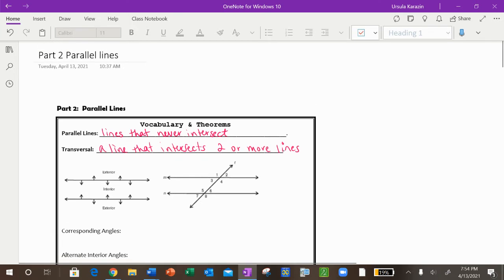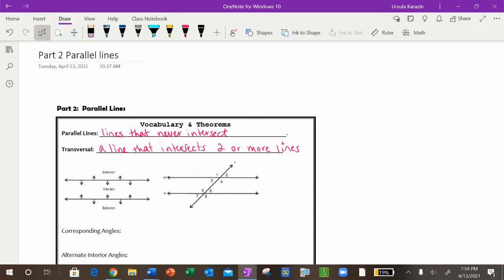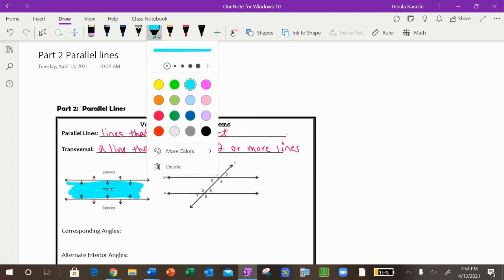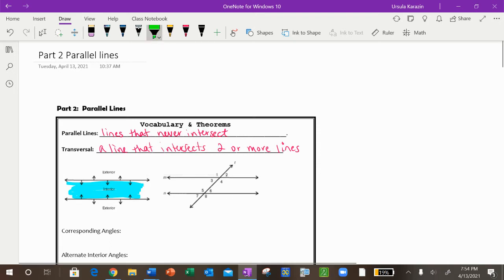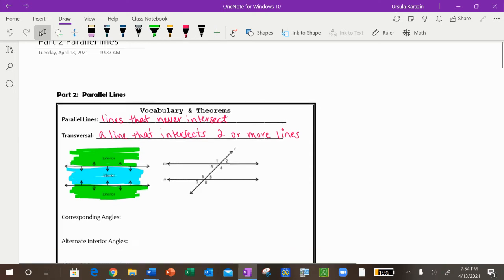Okay, so here I have a little bit of notation to make sure you understand something. When I have two parallel lines, there's a space in between them, right? That we call the interior. That makes sense. Between them, it's inside. And then there's a space outside of them that we call the exterior. Okay, so you need to know that. And there's a couple other words we'll go through as we go over this lesson.